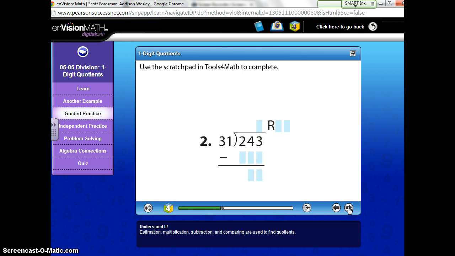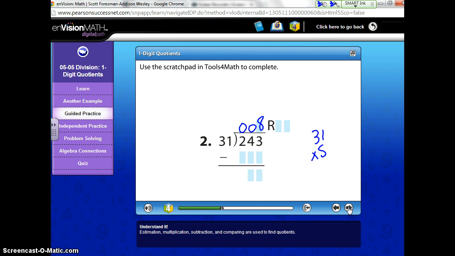How many 30s, excuse me, can 31 go into 2? Let's start with that. Can 31 go into 24? No. Okay, so let's see. Cover up my last digit of my dividend, cover up my last digit of my divisor. How many 3s are in 24? 8. Let's try it.